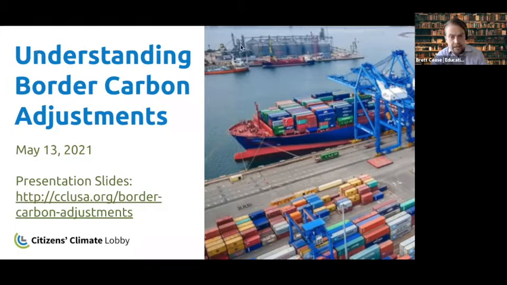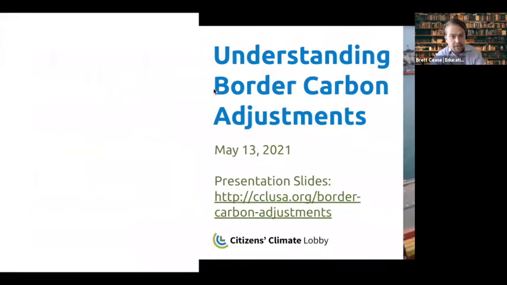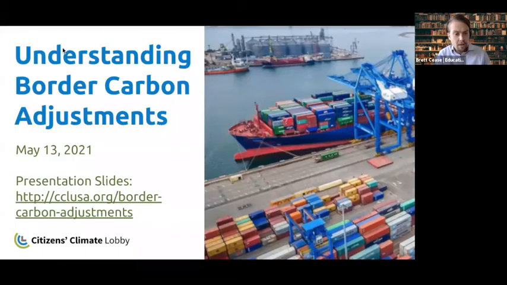We are here tonight for the training on understanding border carbon adjustments. We're going to be joined by CCL's board chairman, Professor Ross Astoria, for a training that reviews the basics of border carbon adjustments, how they're viewed constitutionally and in terms of trade legality, as well as the practical aspects of these adjustments and their implementation along with their constraints.